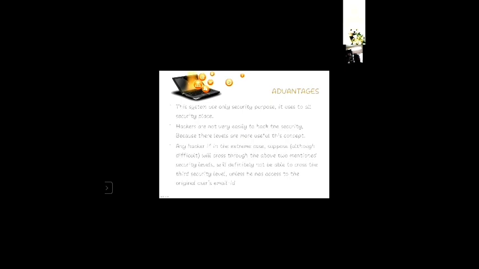By using these three levels, the advantage we can achieve is this system not only serves a security purpose. Hackers cannot very easily hack the security, because three levels are more useful. In an extreme case, although it is difficult, suppose a hacker cracks the first two levels, that is the password level as well as the image level, they are not able to enter the third level, that is the OTP based level, unless the hacker knows the email ID.